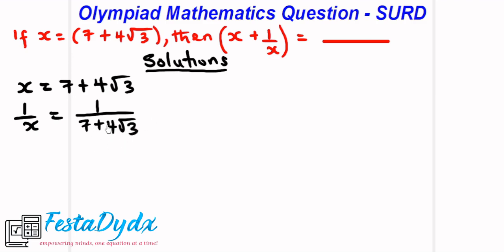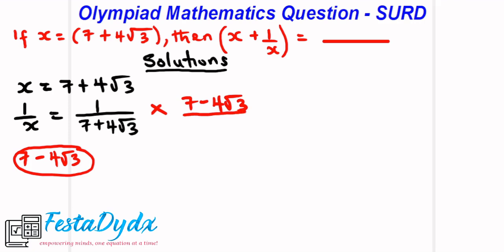So what is the conjugate of 7 plus 4 root 3? The conjugate is 7 minus 4 root 3. Now that we know the conjugate, we have to multiply the numerator and the denominator by this conjugate. When we multiply the numerator by 7 minus 4 root 3 and the denominator by the same, we're going to get a rational number at the denominator. So now let's do this. We have times 7 minus 4 root 3 all over 7 minus 4 root 3.